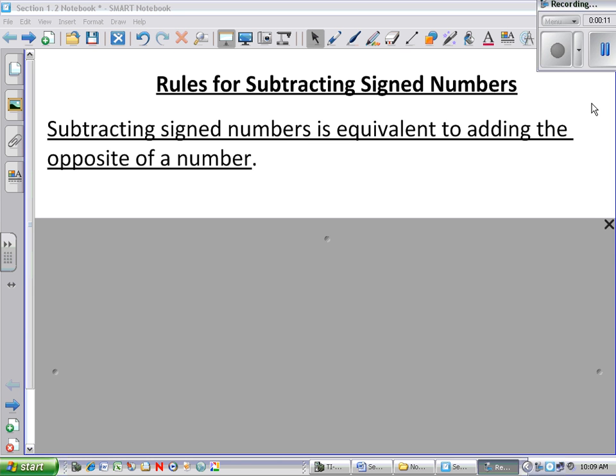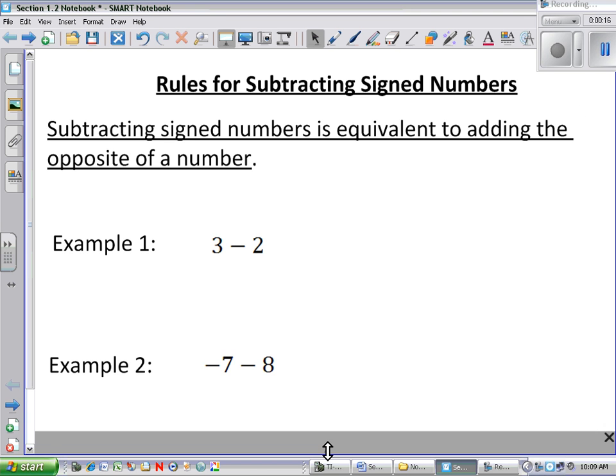Subtracting signed numbers is equivalent to adding the opposite of a number. So we're going to do some examples.